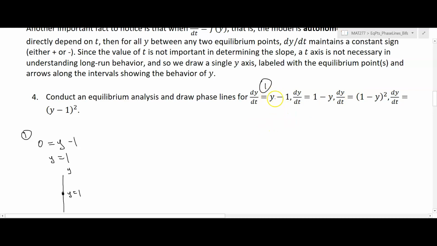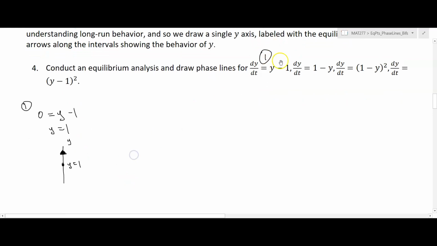So when y is bigger than 1, that means this is going to be a number bigger than 1 minus 1, which will be positive. So that means that the value of dy/dt is positive, which tells us that y is increasing. Now when y is less than 1, clearly you're going to take a number smaller than 1, subtract 1 from it. That will make it negative, which means that if dy/dt is negative, y is decreasing.